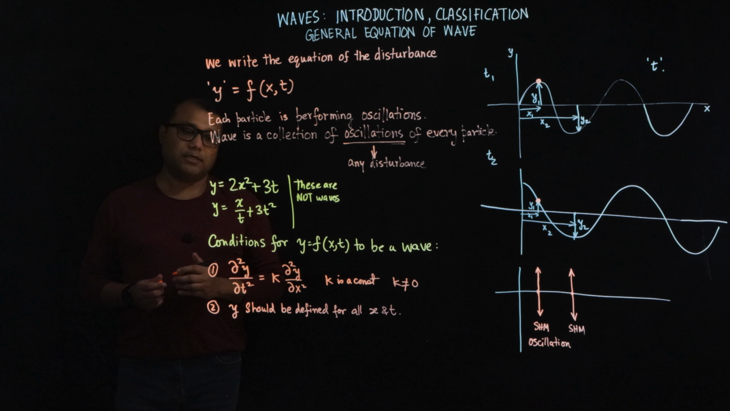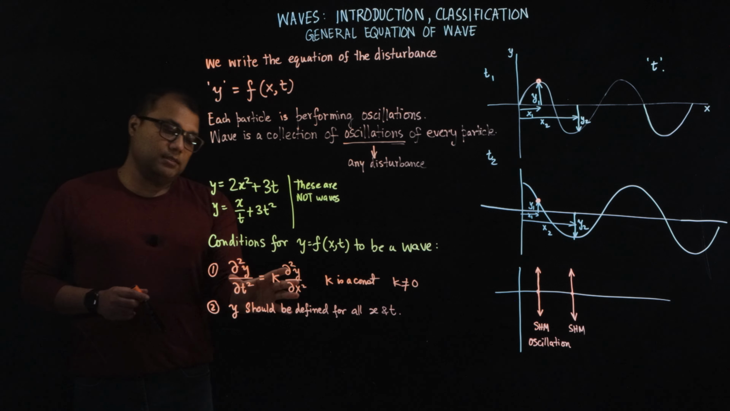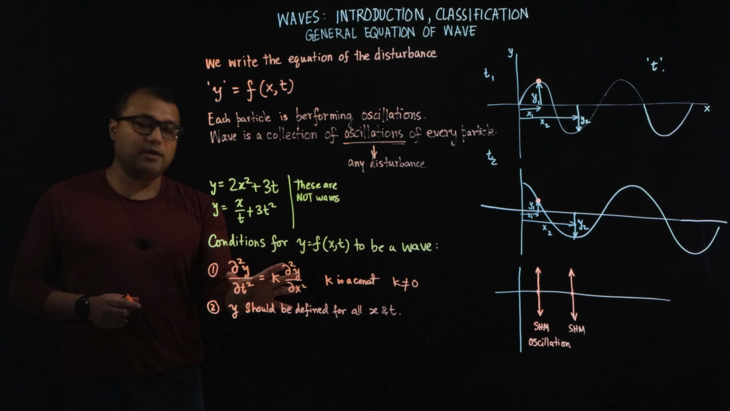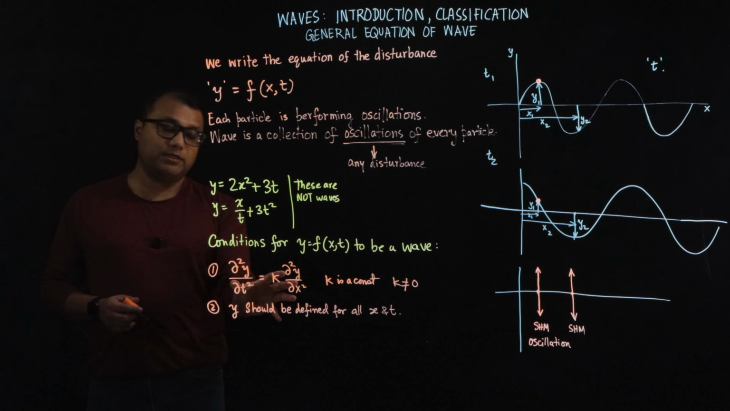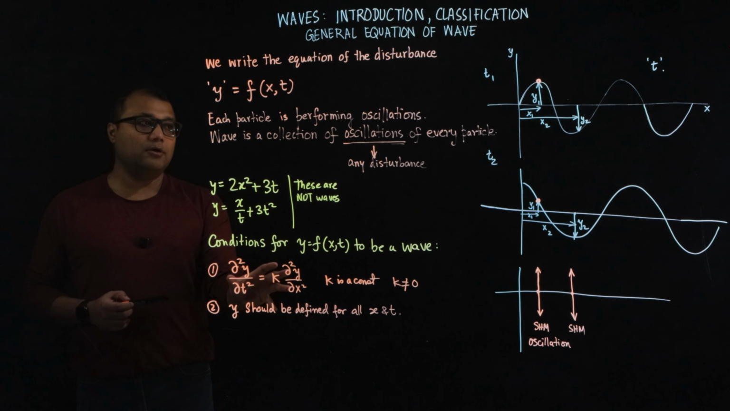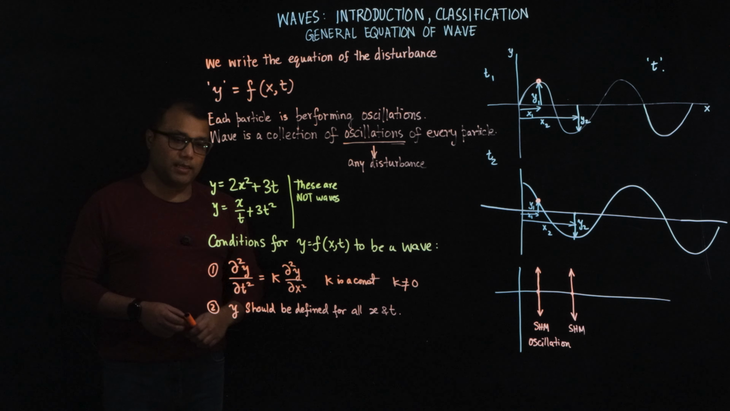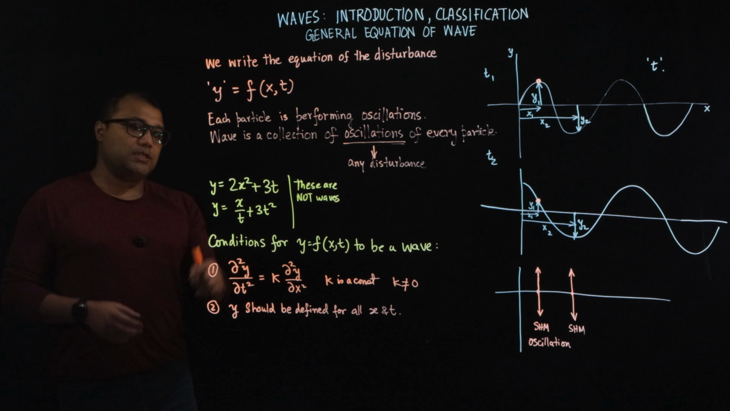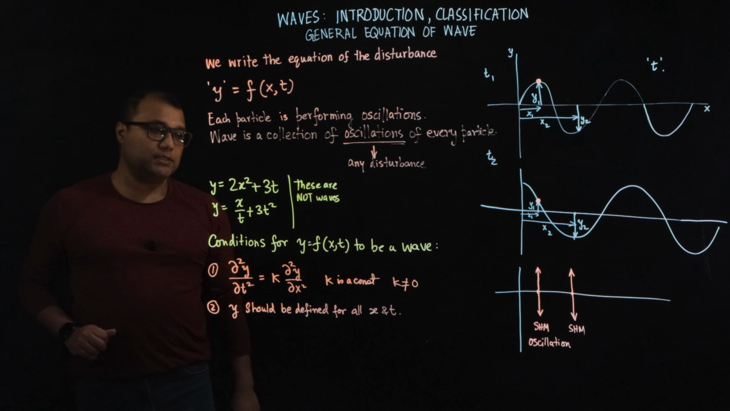Both these conditions are very, very important. This condition is actually a partial differential equation. When we solve that partial differential equation, we would get a solution which would be the general equation of a wave. But conversely, you can also look at any function and apply these conditions and see if it is a wave.